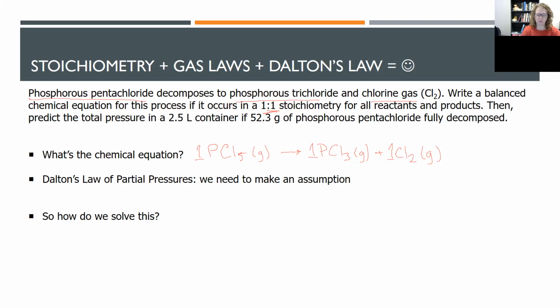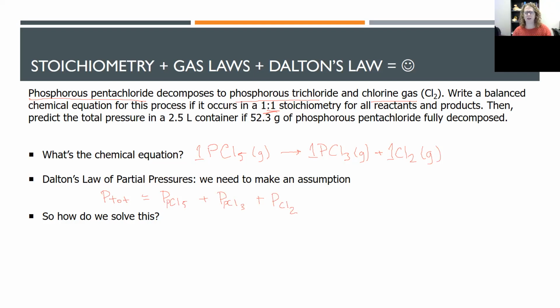I need to assume that at the end of this problem, after all the reaction has happened, the total pressure is going to be the sum of any phosphorus pentachloride that's left, phosphorus trichloride, and just chlorine gas. So whatever gases are left are going to contribute to the total pressure.